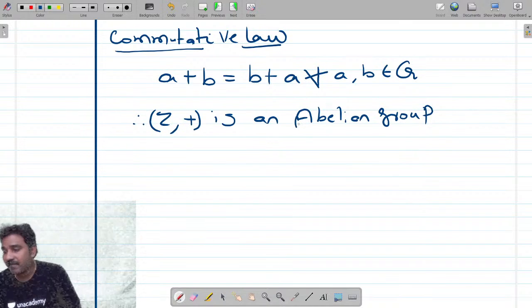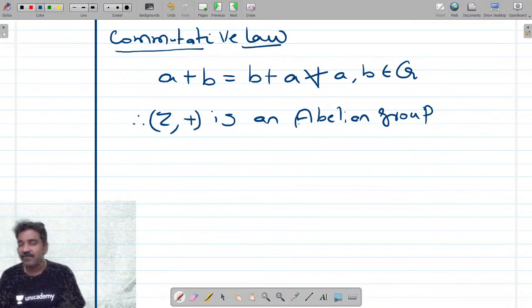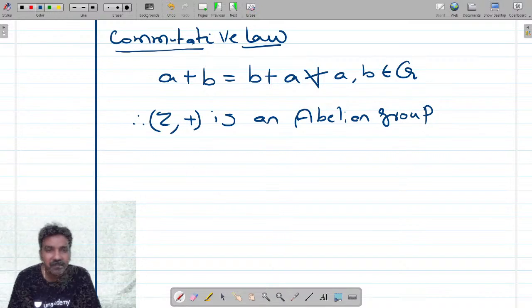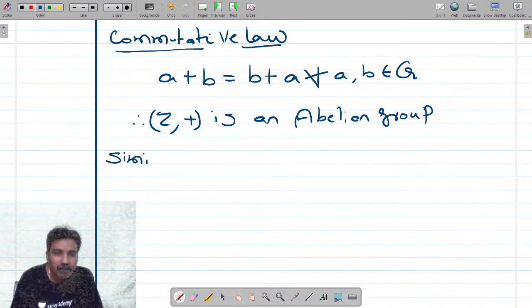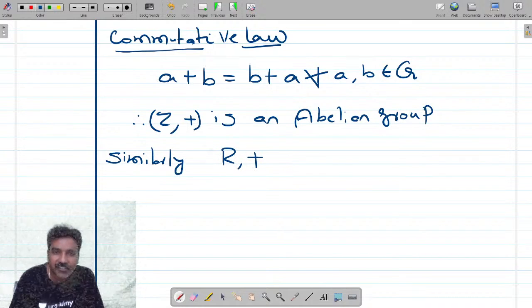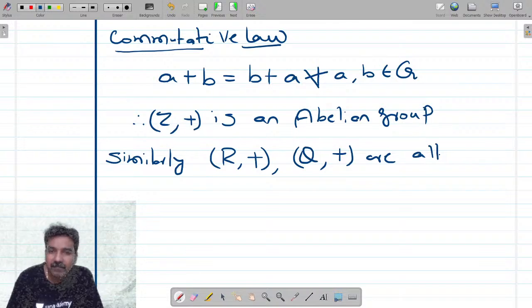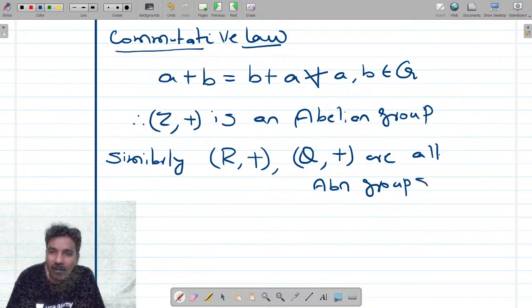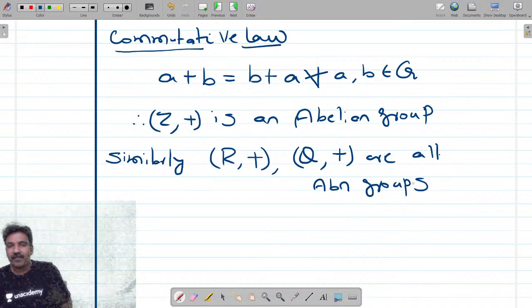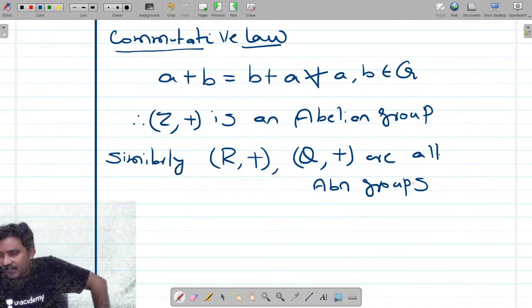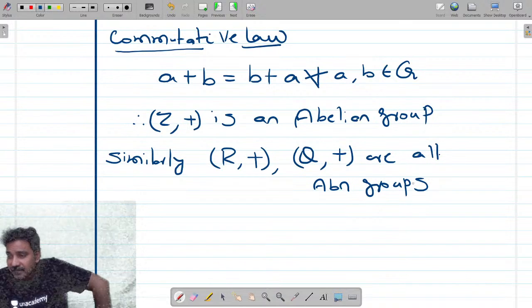Is this point clear? Very nice. In a similar way, we can prove that (R, +) and (Q, +) are all abelian groups. Students, did you follow today's class? Any confusion? Is my point clear?